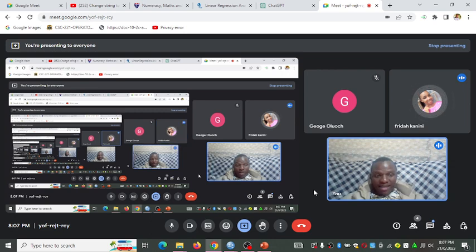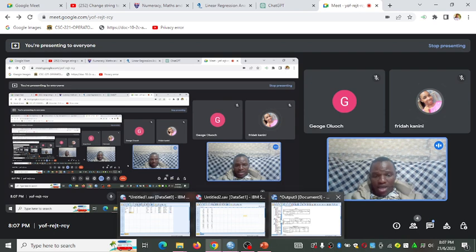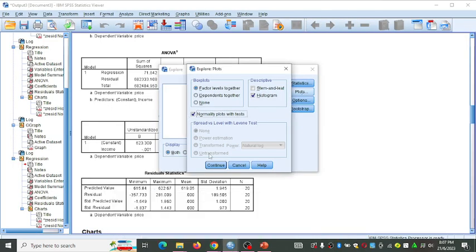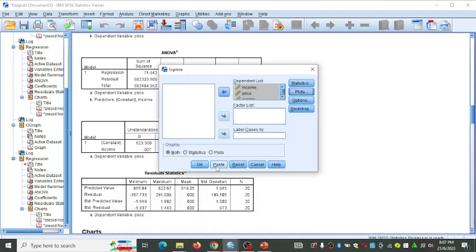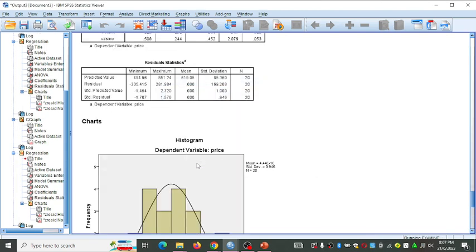So you mark that box for histogram and the one for normality plots with tests. Then from there you just click OK so that you get those particular outputs. So click on continue and click OK. Okay.